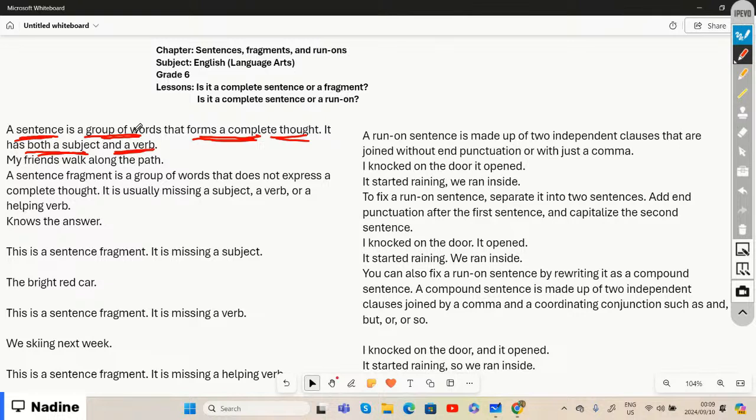If we look at an example of a sentence that expresses a complete thought, we're going to look at the first example sentence. My friends walk along the path.